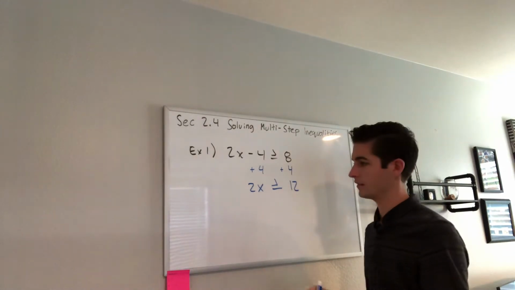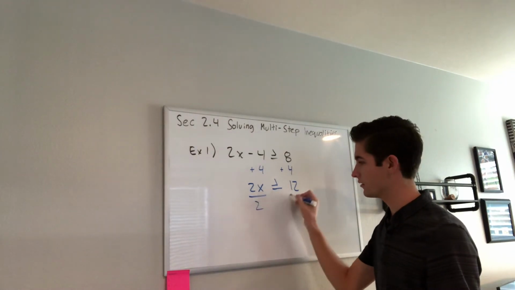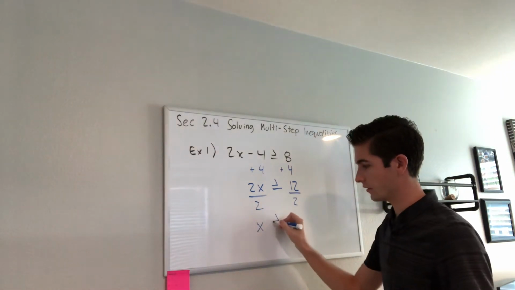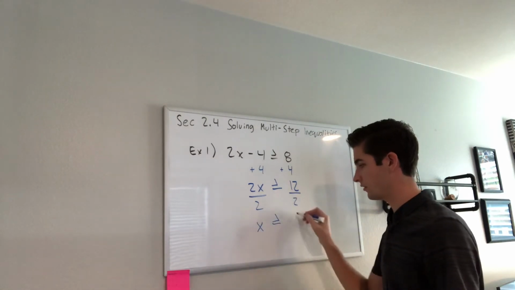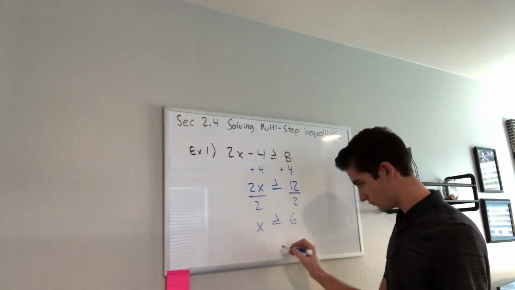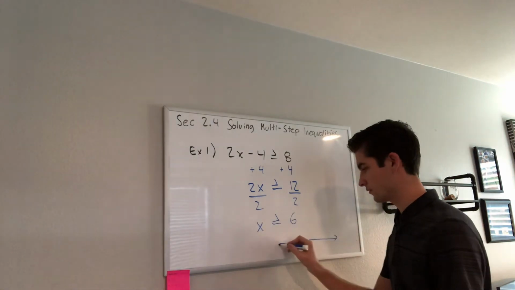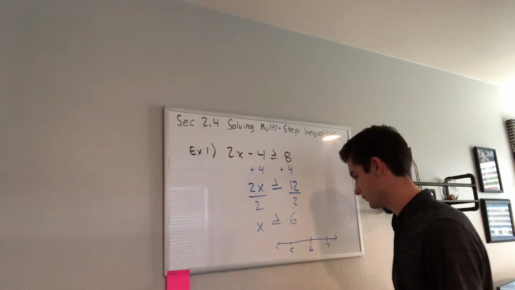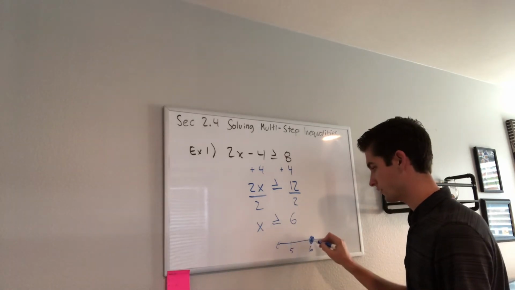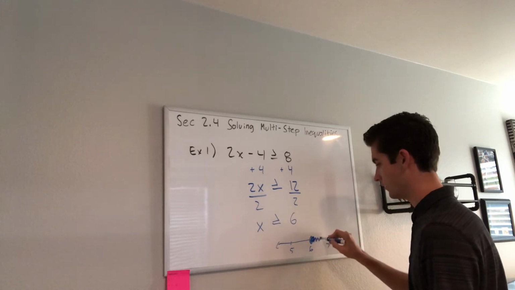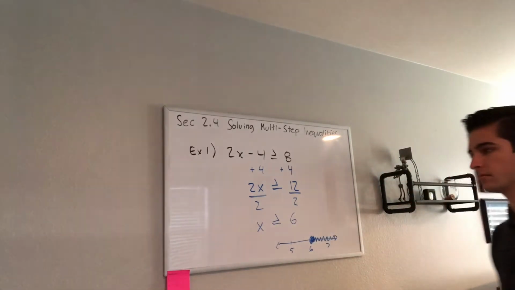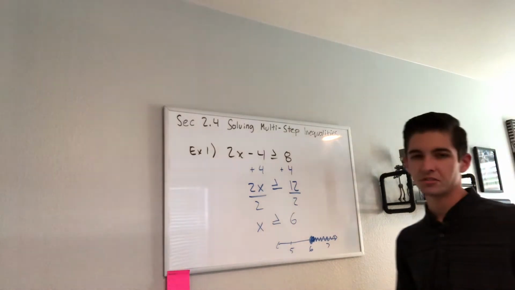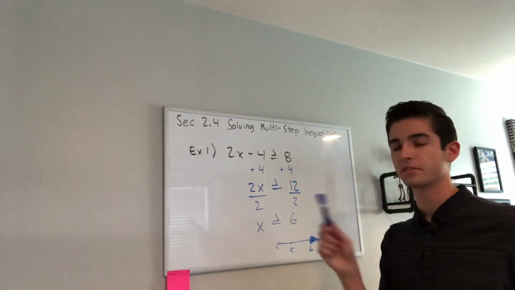Well, now it's easy, right? Divide by 2 to both sides. And we have x, it wasn't negative, so we keep our sign. 12 divided by 2, 6. When we graph, we have 6, 7, 5. Closed dot on 6, and we shade to the right. So it's not too bad, right? Just 2 steps instead of 1.